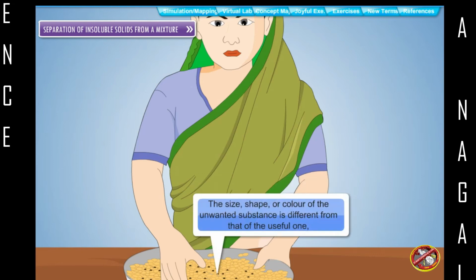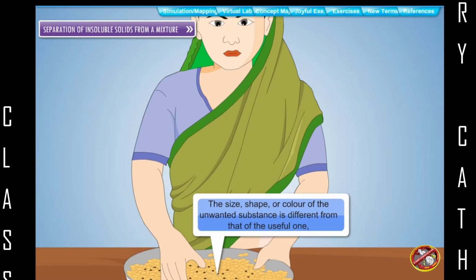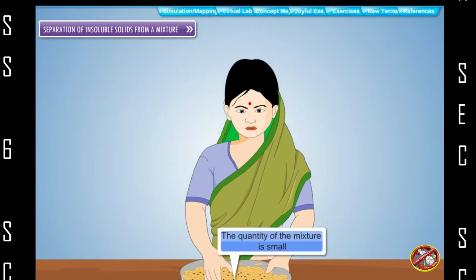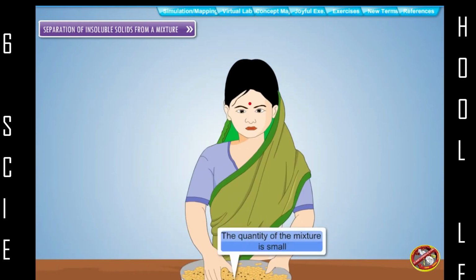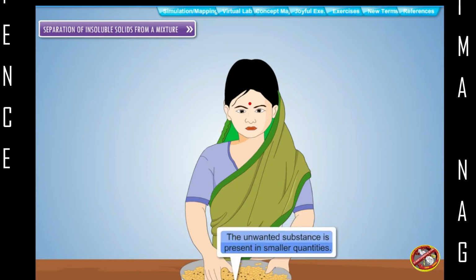It is a convenient method of separation only when the size, shape or color of the unwanted substance is different from that of the useful one, the quantity of the mixture is small, and the unwanted substance is present in smaller quantities.